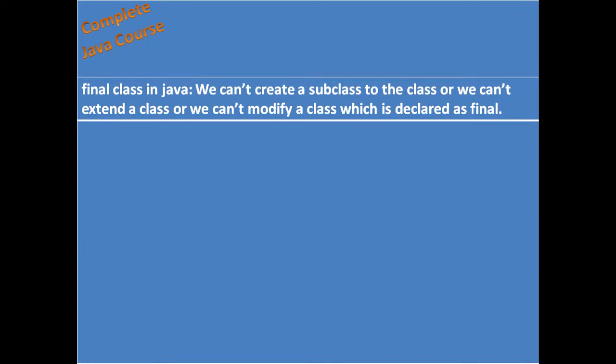Now the next point is the final class in Java. What is a final class in Java? It means you define a class as final. So we cannot create a subclass of that class, or we cannot extend that class, or we cannot modify a class which is declared as final. If you define a class as final, then you cannot create a subclass for that class, or extend it, or modify it.